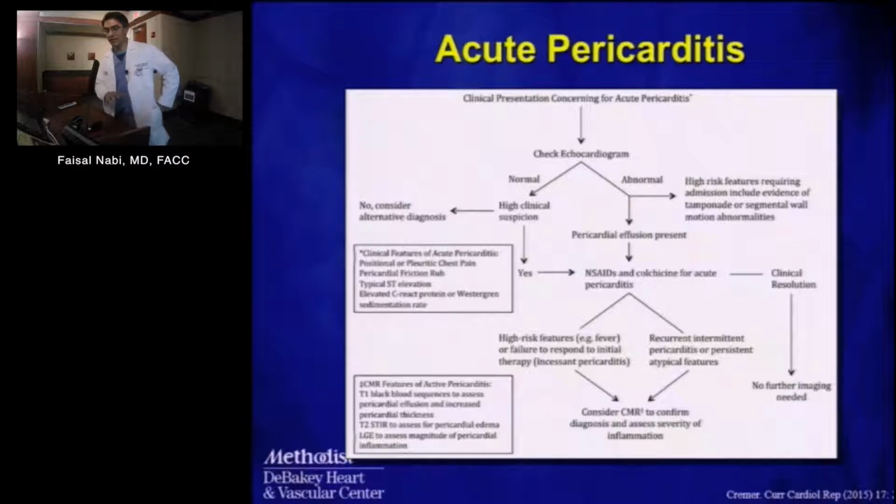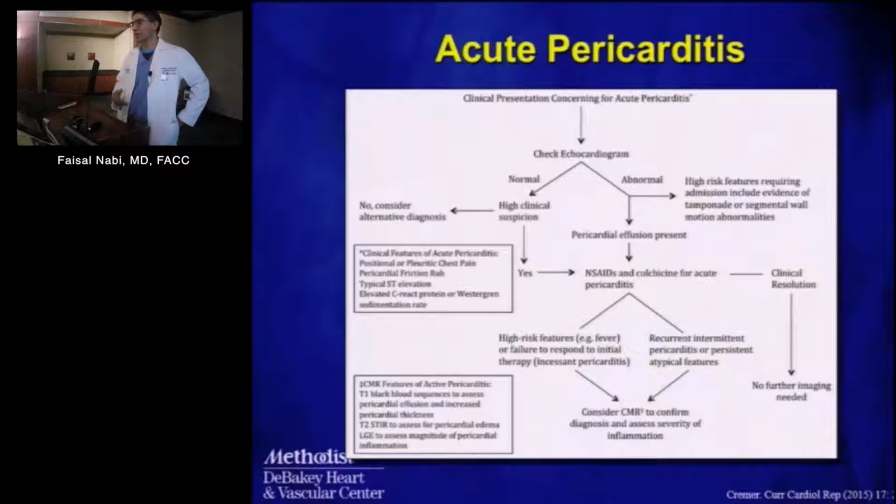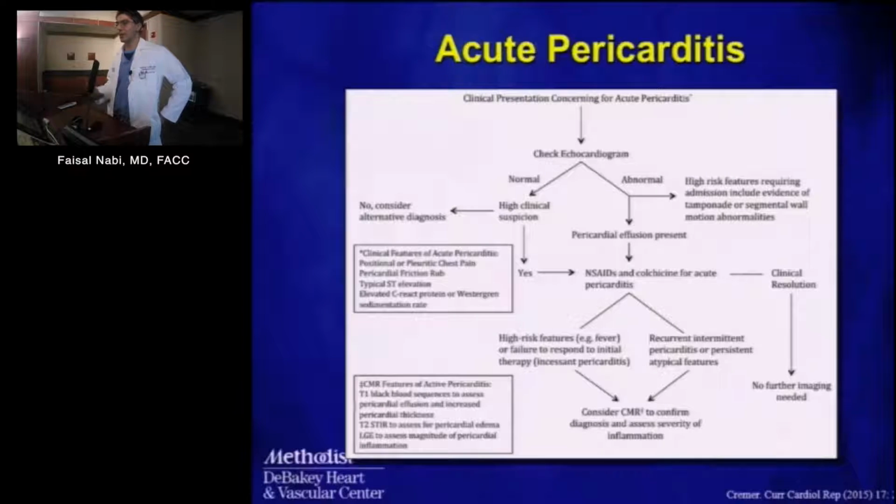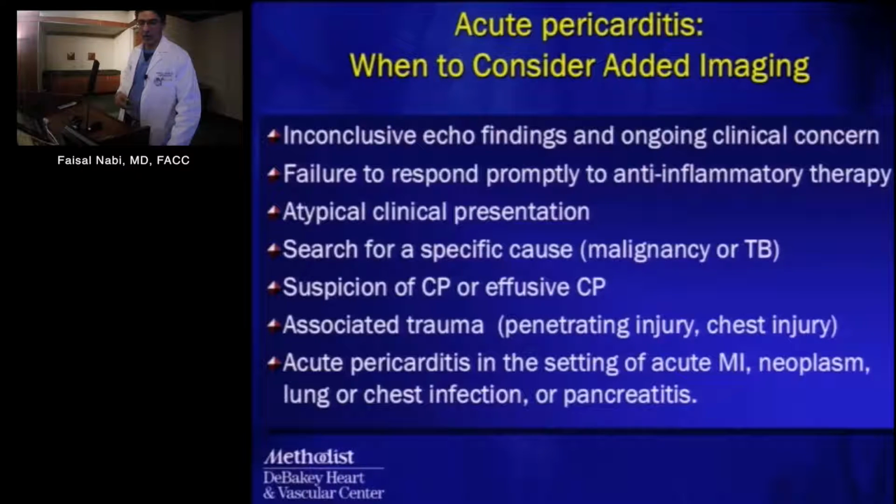Now, in this disease process, CT may not play any role, but I will show you some features where you might go ahead and obtain that test. Really, the test here would be CMR, because of its ability for tissue characterization, and specifically for looking for inflammation of the pericardium. So, this is hopefully reiterating a lot of those points I just mentioned as to when to consider advanced imaging in acute pericarditis.